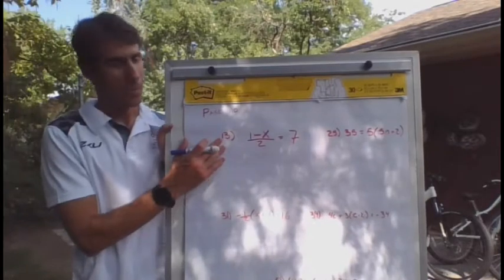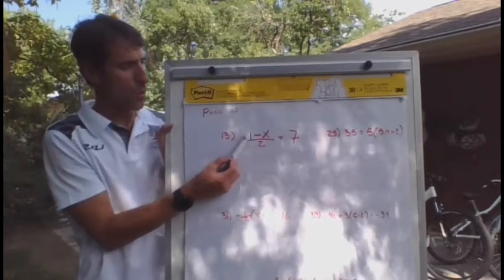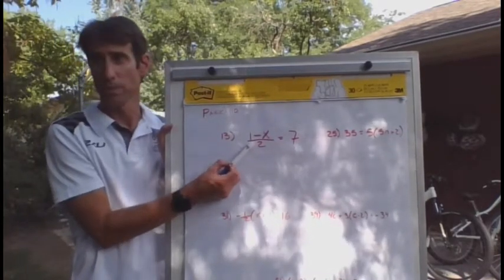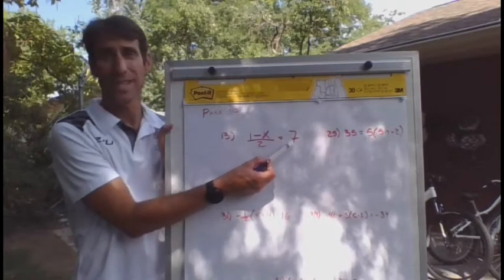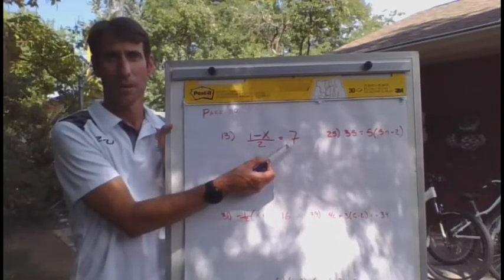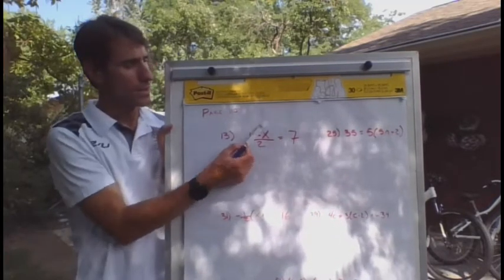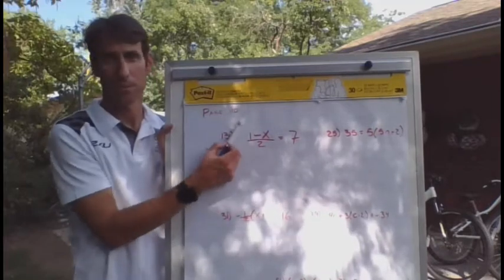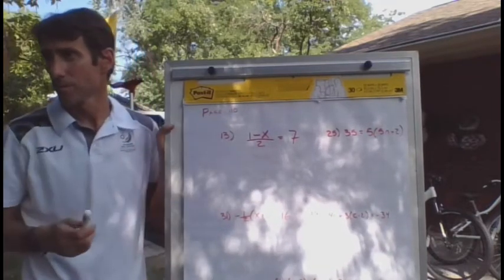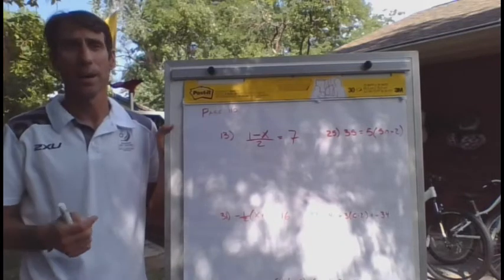Problem 13. We have the expression 1 minus x over 2, and that is equal to 7. All right. What does this over 2 mean? Divided by. It means divided by 2.